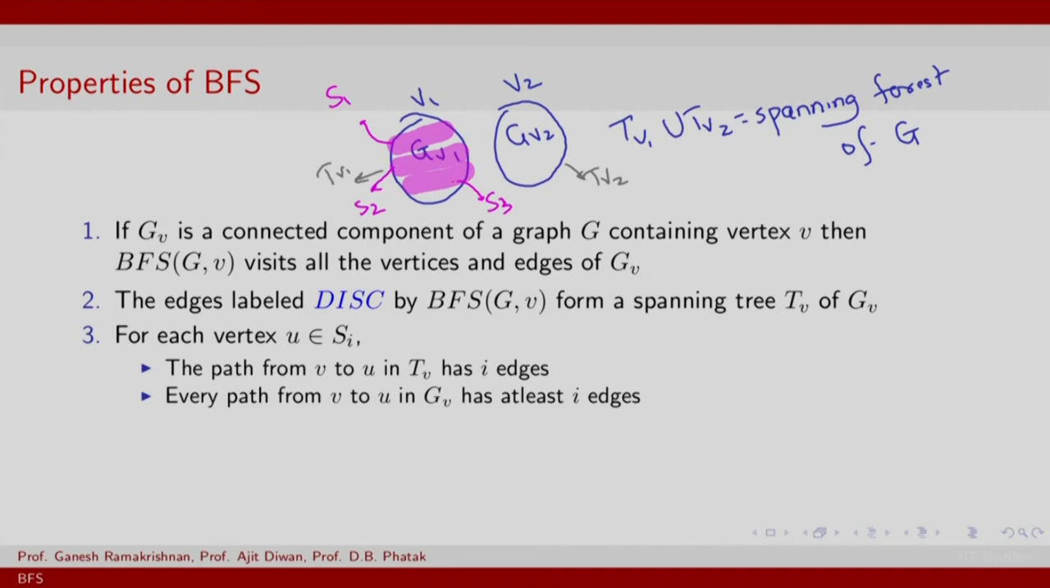And every path from U to V in GV has at least i edges. Well, what this means is that the path from U to V in TV is the shortest path. This is because the path from V to U, which belongs to Si, is the shortest path.